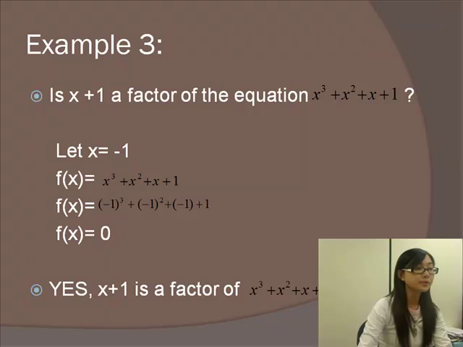Now let's look at example 3 from the learning resources. Is x plus 1 a factor of the polynomial x cubed plus x squared plus x plus 1? Well, if the remainder is 0, then it will be a factor. So once again, let x equal negative 1 and plug x equals negative 1 back into the original equation. And we get that f of x is equal to 0. Therefore, yes, x plus 1 is a factor of the original equation.